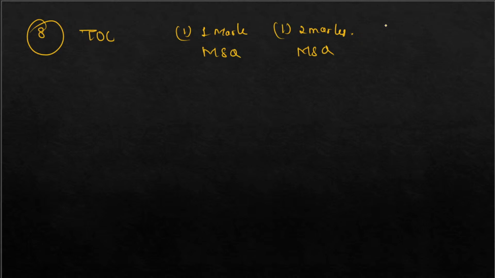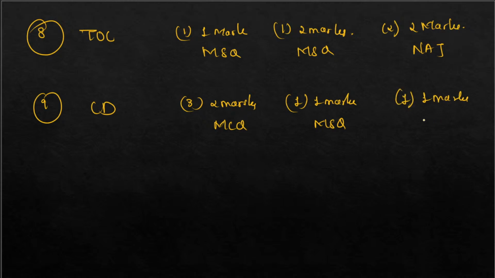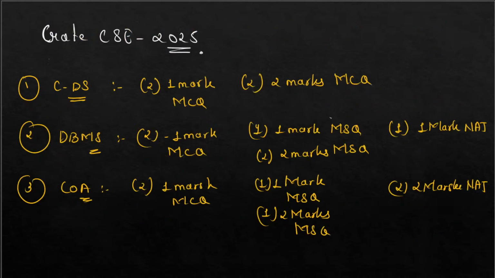After that, 2 questions came for 2 marks of NAT. Alright, and the 9th is CD. So 3 questions came for 2 marks, which were of MSQ type. 1 question came for 1 mark, which was MCQ, 1 was MSQ, and 1 question came for 1 mark, which is of NAT type. So that is how the whole subject's questions came.